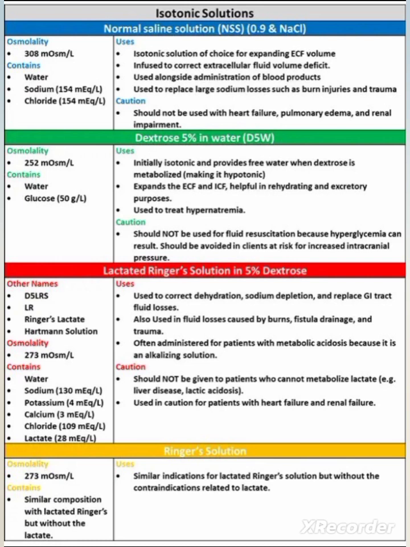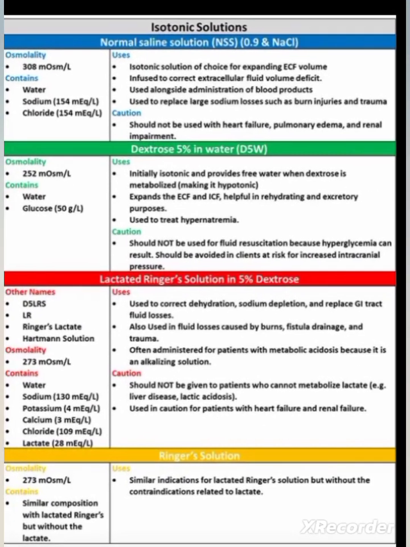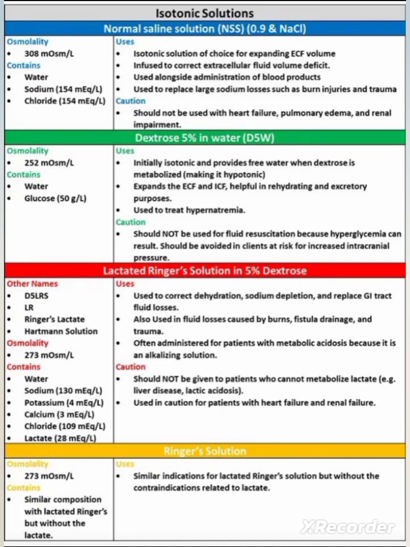Next one, lactated Ringer solution. The other names are lactated Ringer, Ringer lactate, and Hartmann solution. Commonly we say Hartmann solution. The osmolality is 273 milliosmoles per liter, and it contains water, sodium, potassium, calcium, chloride, and lactate. The sodium amount is 130 mEq per liter, potassium 4 mEq per liter, calcium 3 mEq per liter, chloride 109 mEq per liter, lactate 28 mEq per liter.